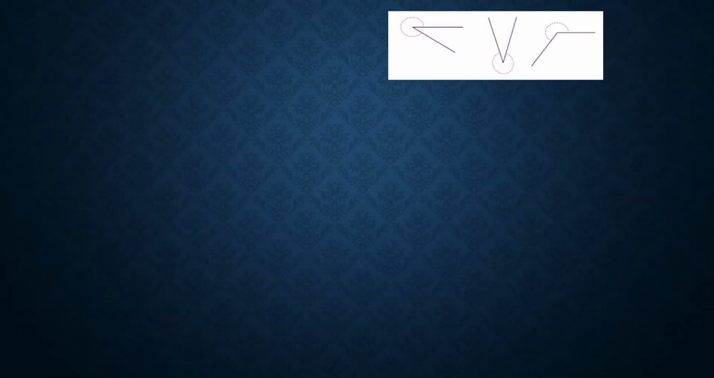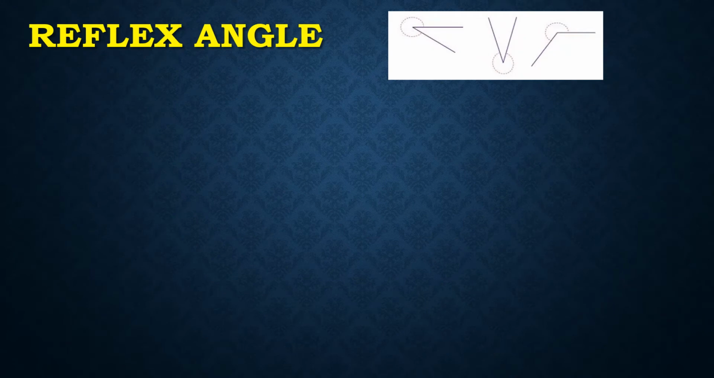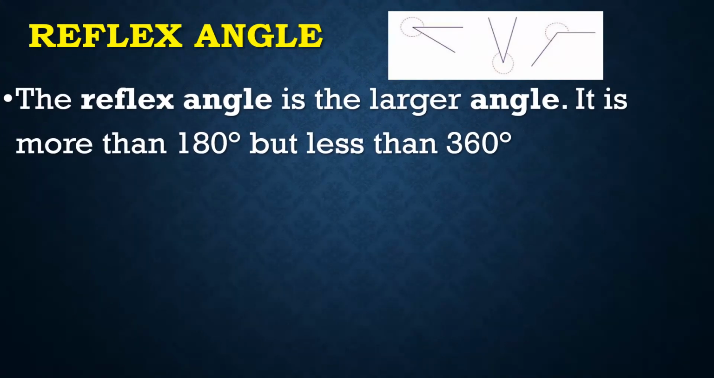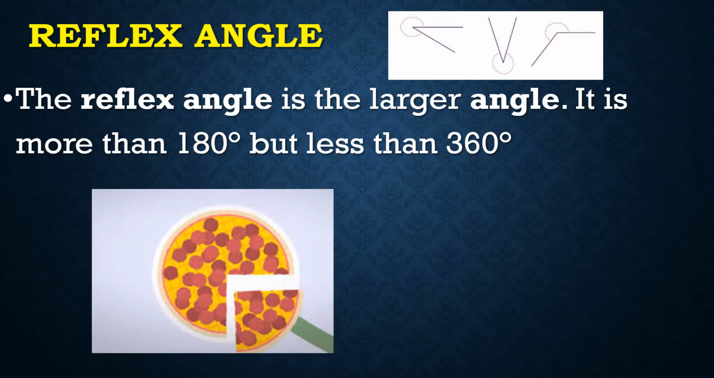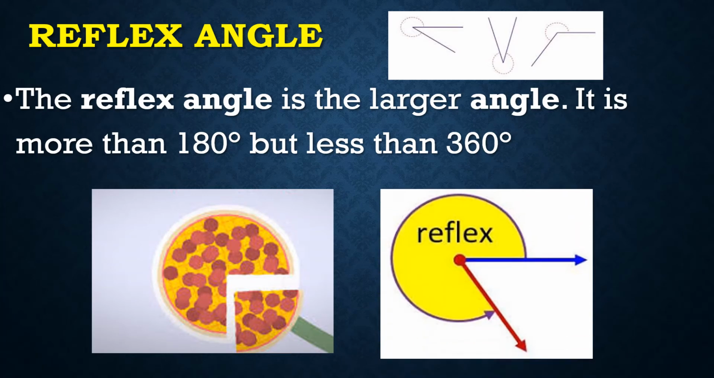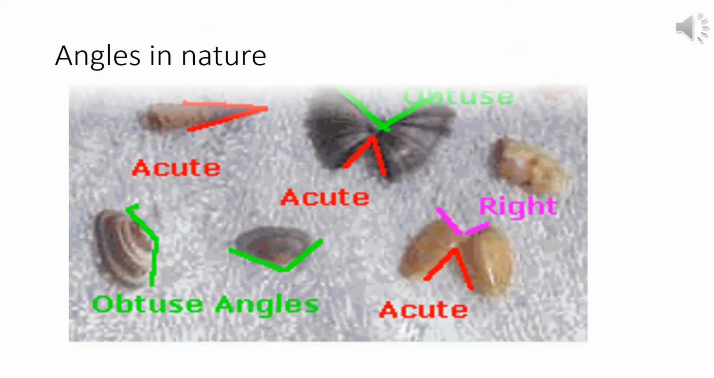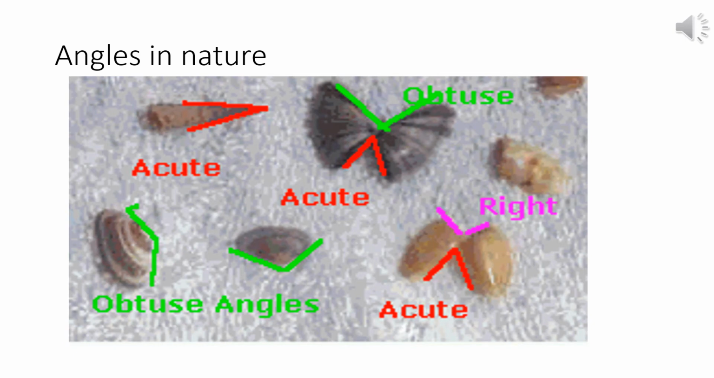Look at this type of angle. It's called reflex angle. The reflex angle is the larger angle. It is more than 180 degrees but less than 360 degrees. Just have a look at this cake. A piece of cake which is an acute angle is cut away from it. The remaining part of the bigger angle is known as reflex angle. Look at some of the examples of acute, obtuse and right angles which you can see in nature.